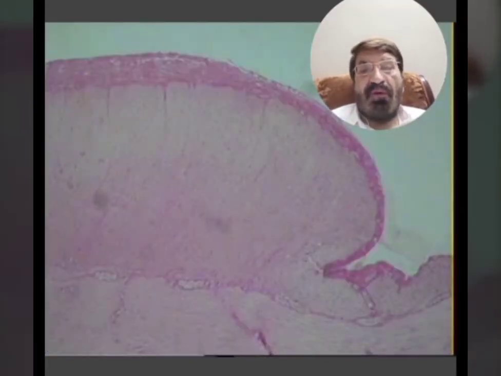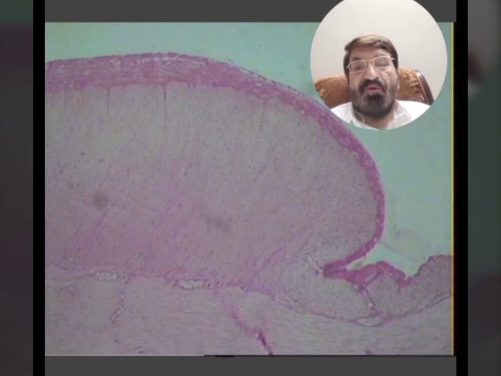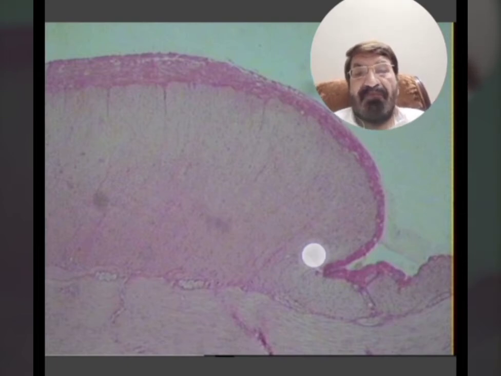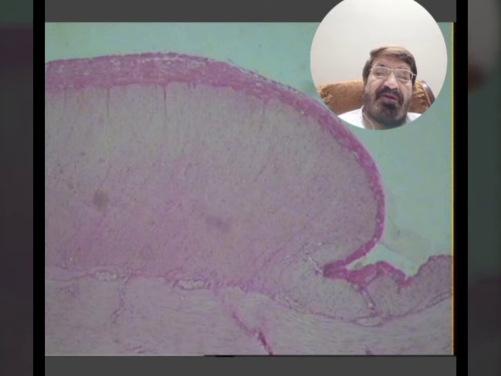This is the colon, and you can see this is the band which is made up of smooth muscles, and this is a gathering of the longitudinal layer of the smooth muscles in the muscularis externa. And this is the identification point of the slide of the colon.